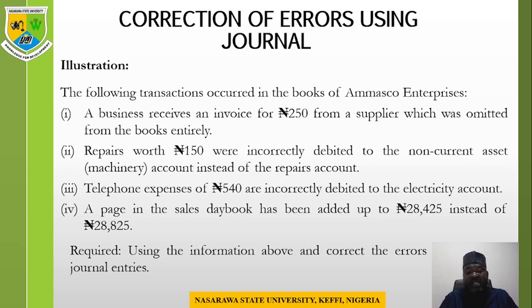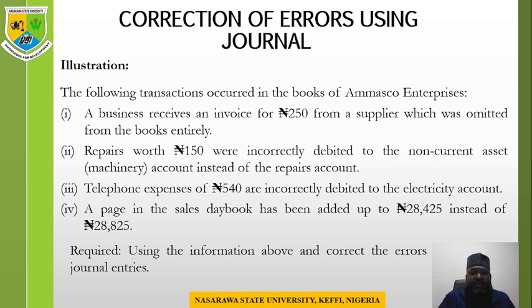In which case, what it tells us is that this is a clear case of error of commission, where you post a wrong entry into a wrong account within the same class of account. The last transaction is a page in sales day book has been added up to 28,425 instead of 28,825. This is a clear case of error of original entry.